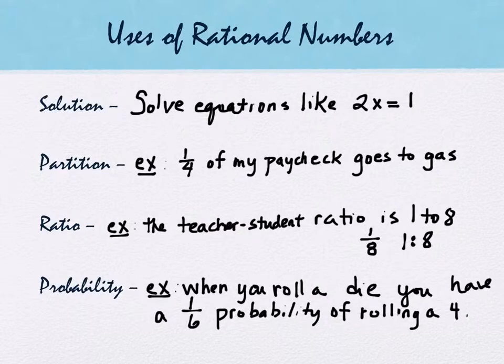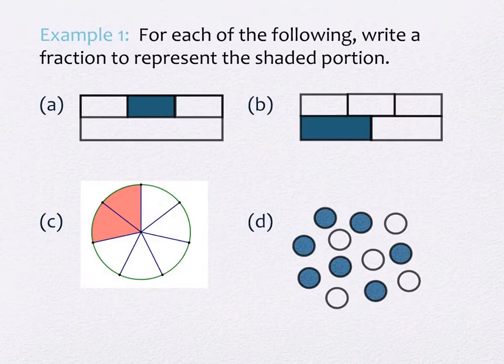So it's the chance or the likelihood of something. That's what probability represents. And we will do more with probability in chapter 9, I think it is. So we're going to use rational numbers for all of these concepts. All right, so what we're going to start with is some pictures that will often be used in curriculum that you're likely to see.